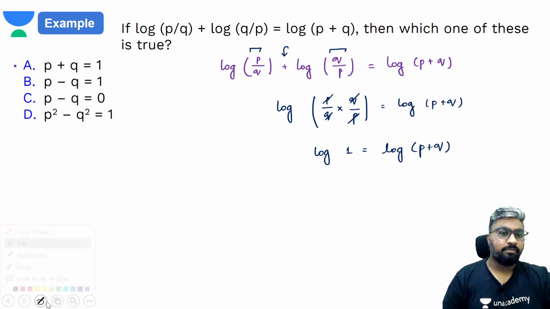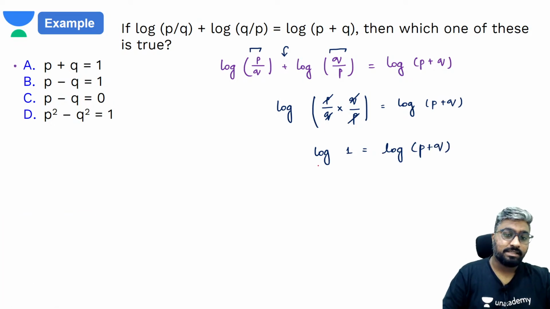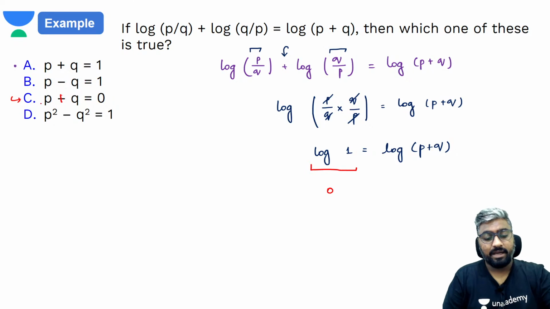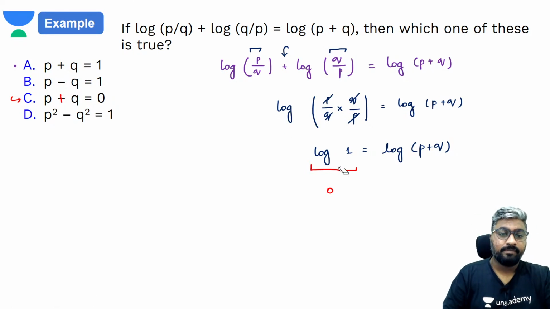Now normally what people do is they rush into this. They know log 1's value is 0. So they end up thinking that option C could be right. Or if I had another option, let's say p plus q is 0, they might rush into this. But please be careful. It's not p by q is 0. It is log p plus q is 0 or log p plus q is equal to 1.